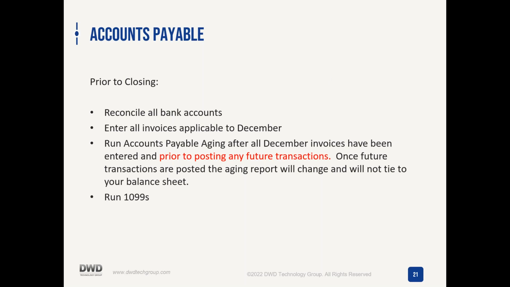But before we close our module into the next month, we generally want to make sure that our bank accounts are reconciled. We want to make sure that we get invoices entered into the correct period, whether it be year end December, because it's now the new year, or whether it is a prior month. We also want to run our aging reports. We would like to make sure that those are as clean as possible for the year end.